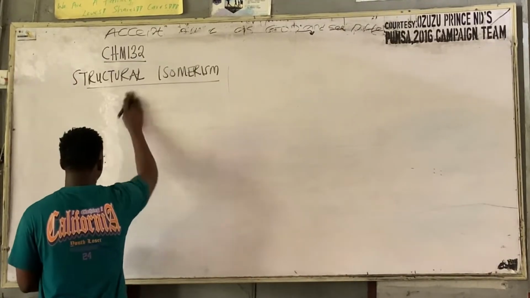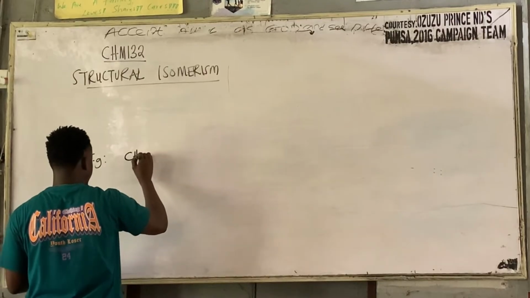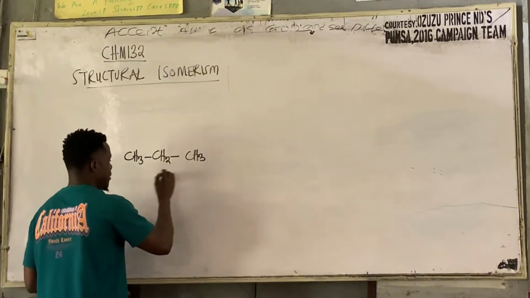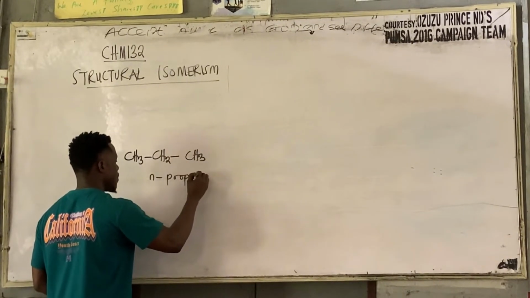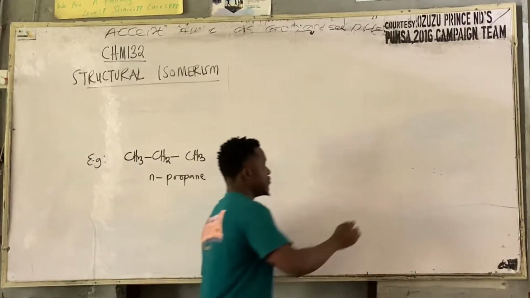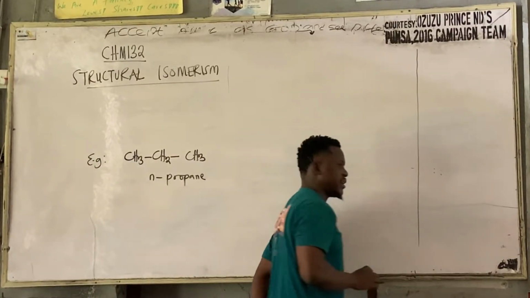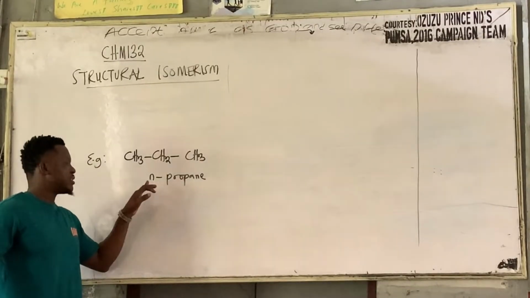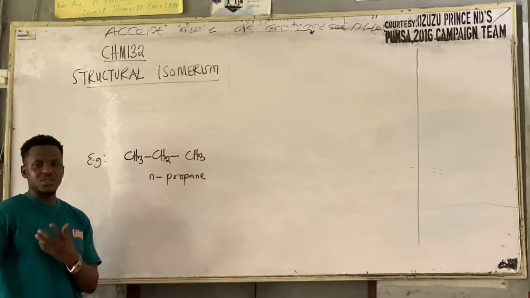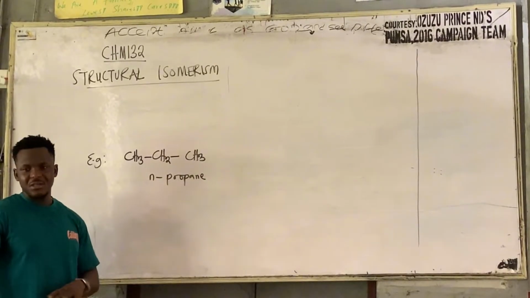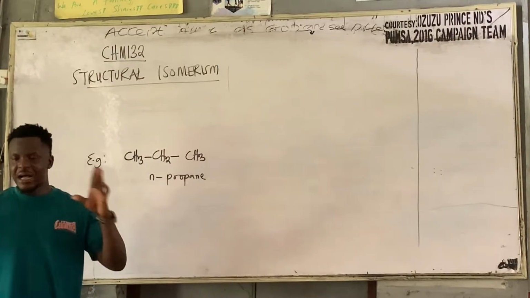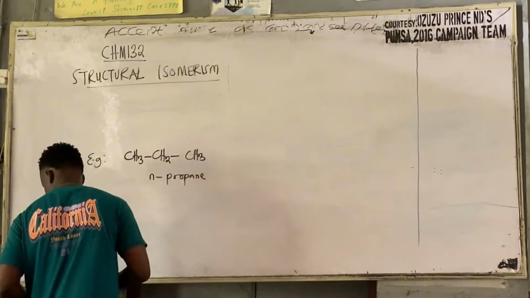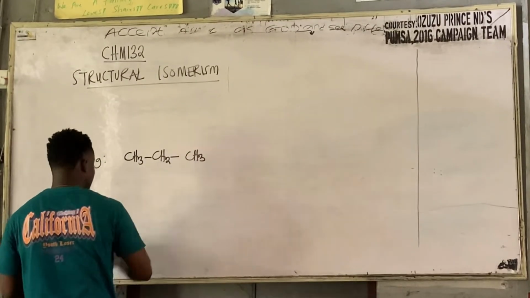We have CH3, CH2, CH3. Now this is n-propane. Propane is an alkane that has three carbons in its chain, right? The n means normal. Anytime you see n, it means normal, and when something is normal, it means there is no branch. Normal means I have no branch, I'm just a normal straight chain. This one does not have isomers.